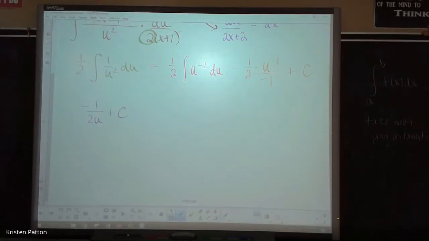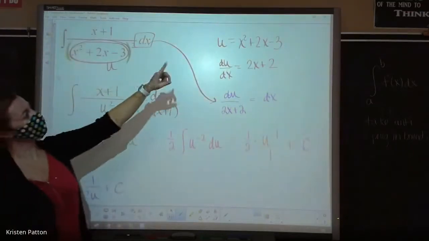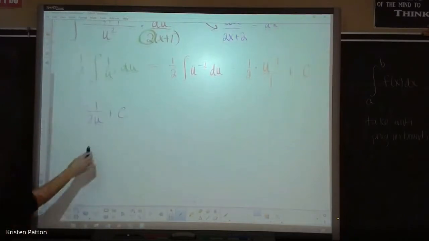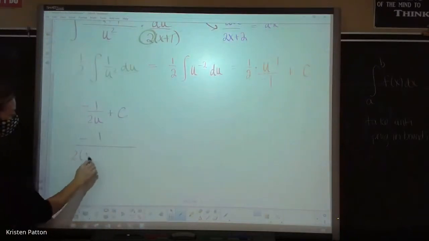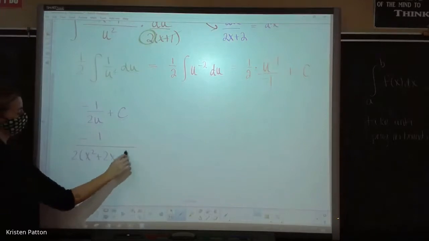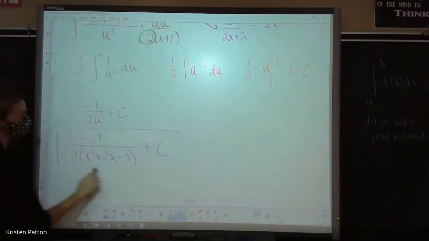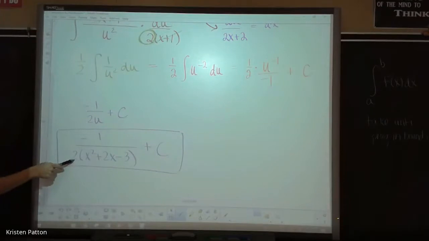And while that's so nice and pretty and simple, it's not our final answer, because remember, they asked us to integrate a function of x, and right now our answer is in terms of u. Easy fix. Just go put our x's back in. Slide it up. U equals x squared plus 2x minus 3. And don't forget, I still have that 2 down there in the bottom. Wherever you have that 2, you might have it as a 1/2 in front. That's okay too. There's our answer.